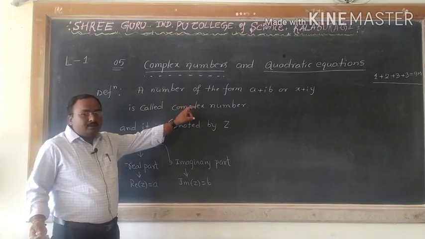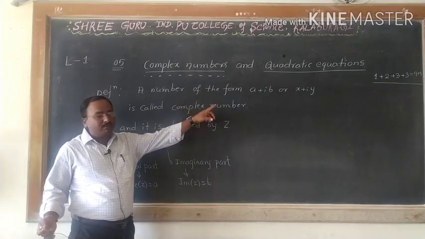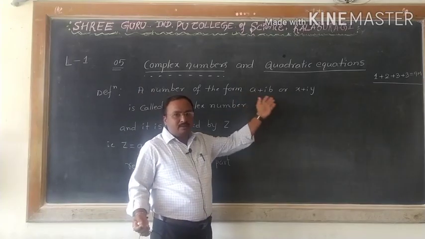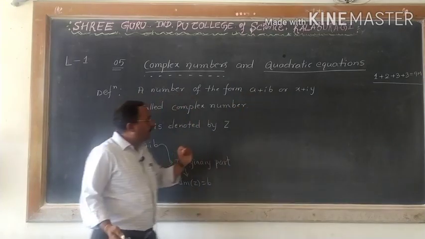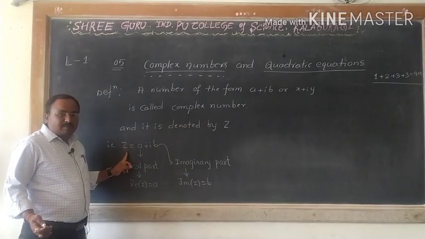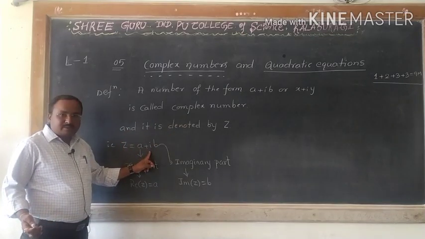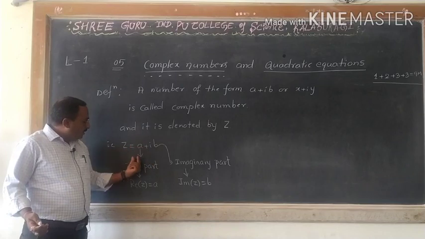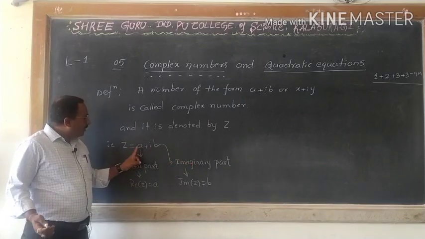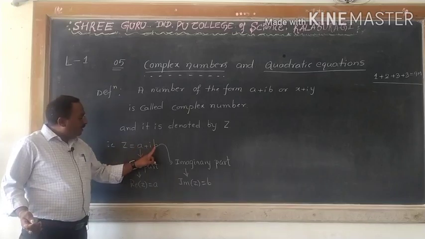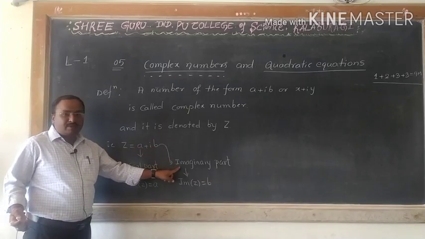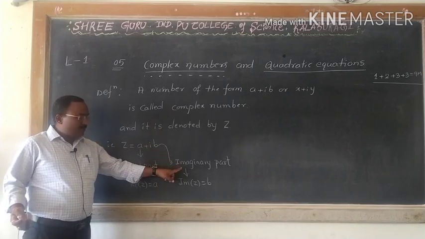A number of the form a plus ib or x plus iy is called a complex number, and it is denoted by z. That is, complex number z is equal to a plus ib. Here a is the real part, b is the imaginary part. Real, no i. Imaginary, here i is there. Keep in your mind, i present means imaginary part.